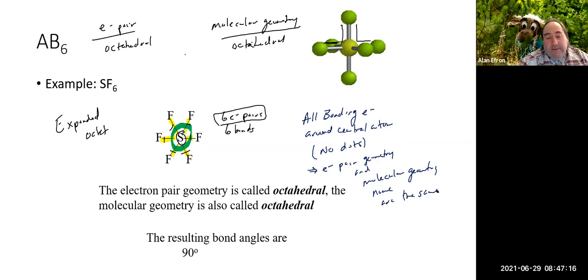So they're always going to be the same name. Pretty much when you draw your Lewis structure and you do not see dots, both of those names are going to be the exact same name. Any questions on that?